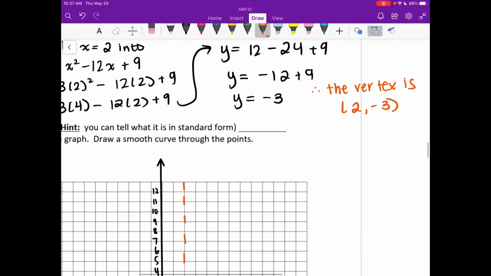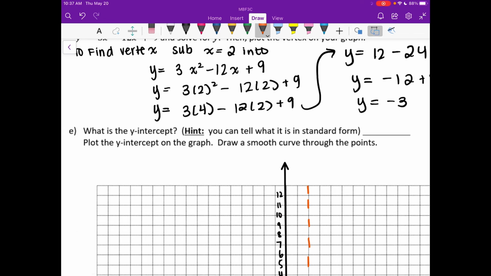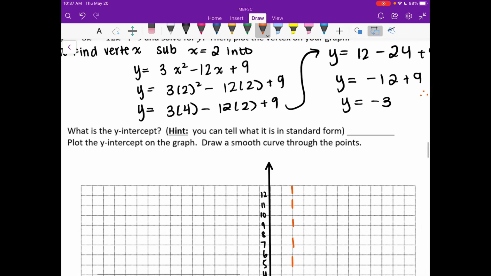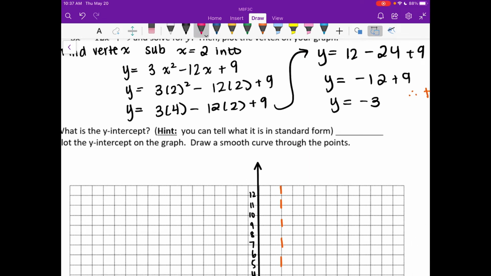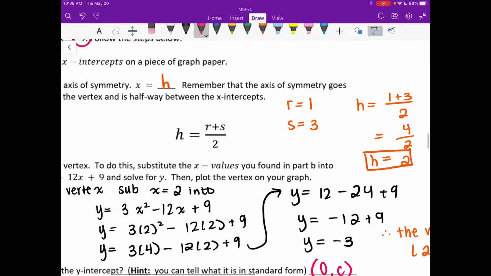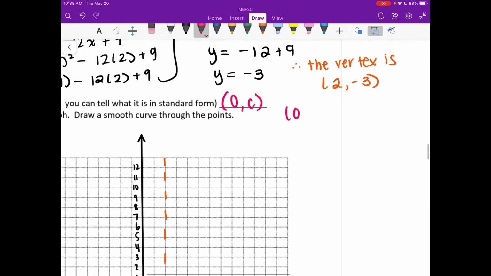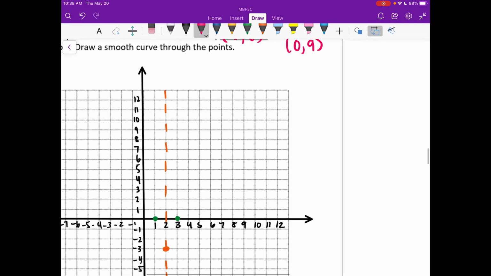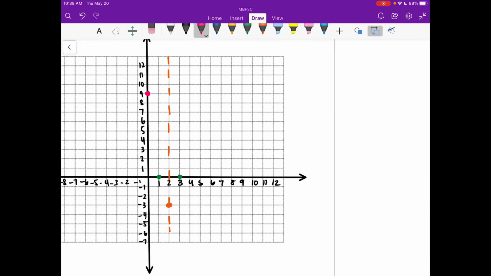And then the last thing you need to do is find the y-intercept. And that actually tells us what the y-intercept is from standard form. It's actually 0, c, right? So let's go see if we can find our c value here. It's 9, right? So our y-intercept is 0, 9. So I'm just going to go plug that in. 0, 9 right there. Now I have something that I can make a curve with.